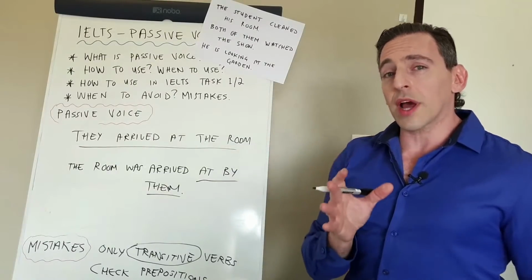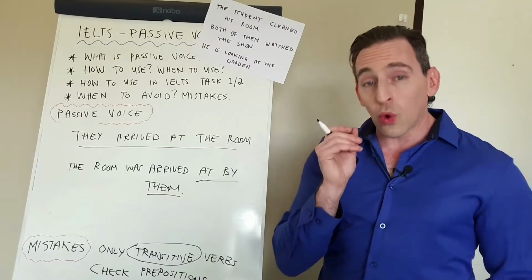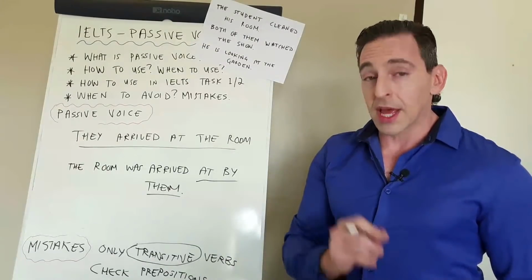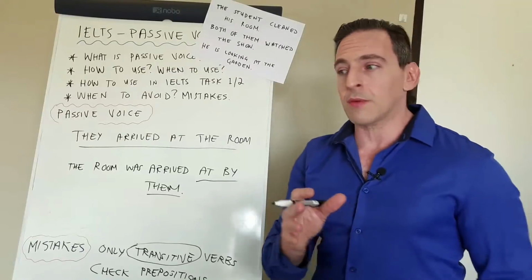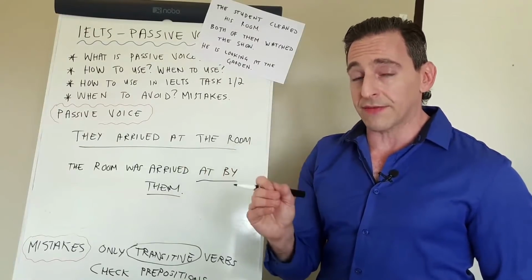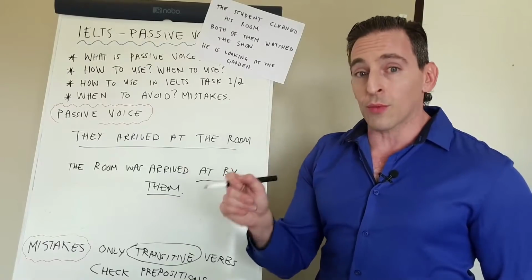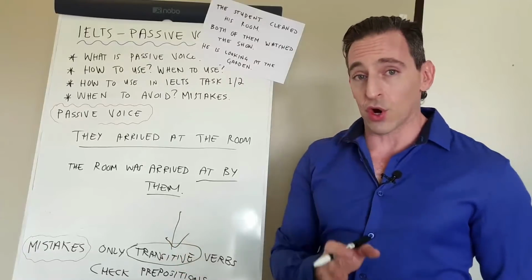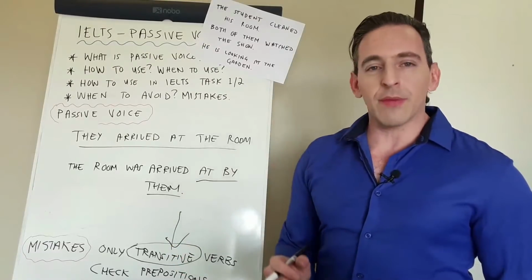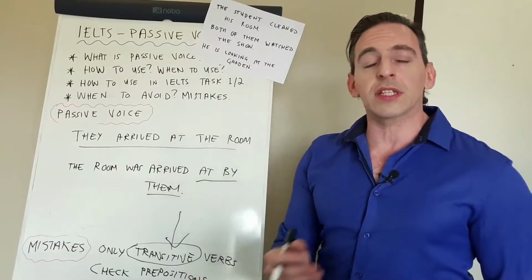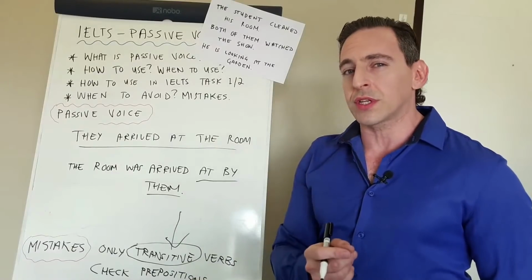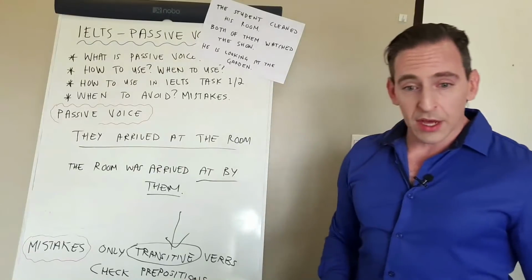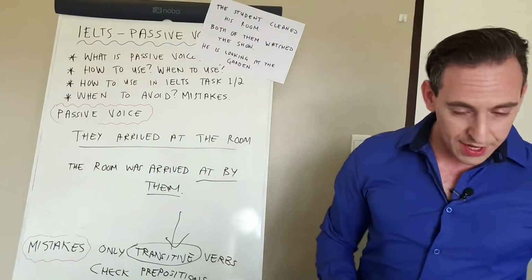So this is why it's very important to know which are transitive and which are intransitive verbs. Make sure that in the exam, if you're going to use passive voice, that you know this verb works for passive voice. It is a transitive verb. So maybe you don't want to learn the whole long list of things, but know which words you can use for passive voice. Another common mistake are prepositions.